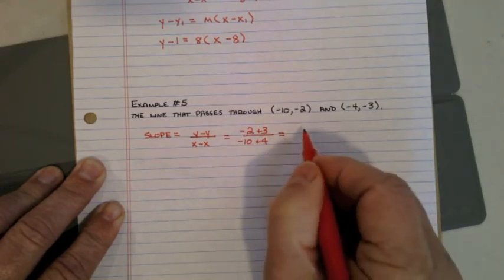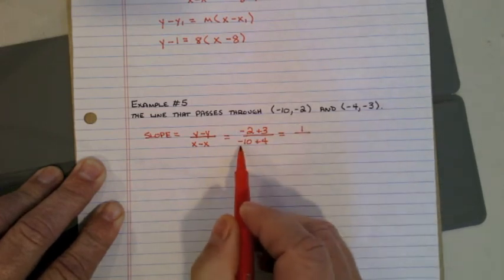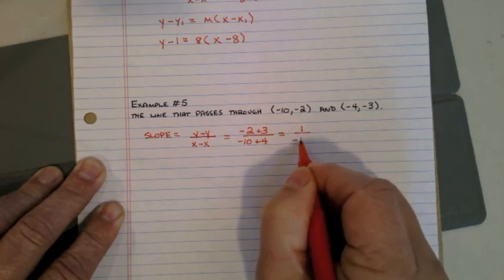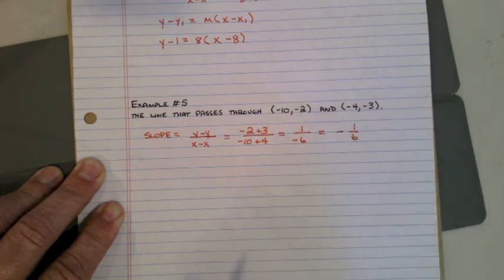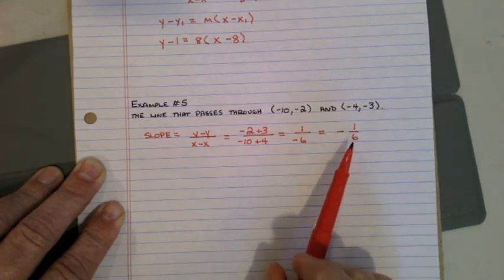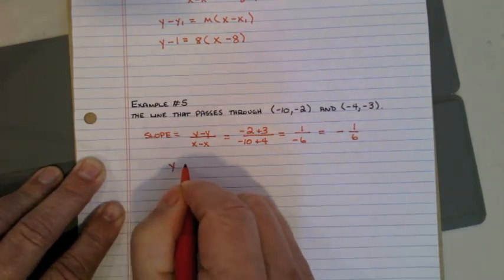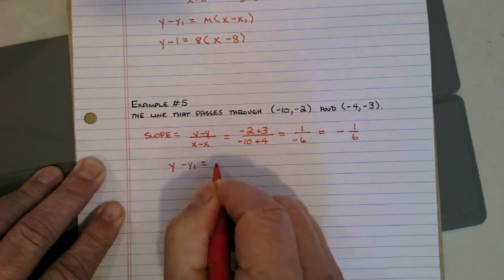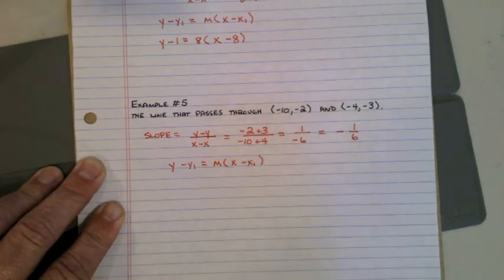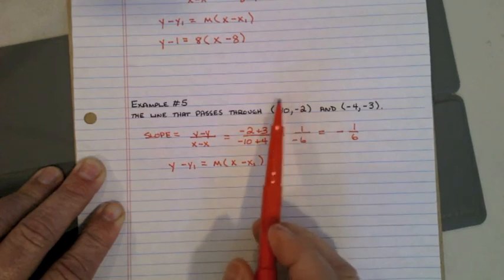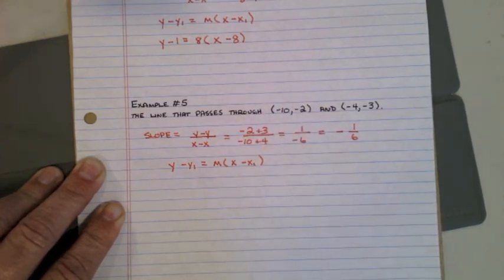Negative 2 plus 3 is 1. Negative 10 plus 6 is negative 6. My slope is negative 1/6. Remember to put that sign right there in the front. Only one of those numbers is negative. Now that I've got my slope, I can easily use the point slope formula to figure out what it is in point slope form. Remember, I need to use just one of these points. I'm just always going to use that first one because it doesn't matter which one we use.